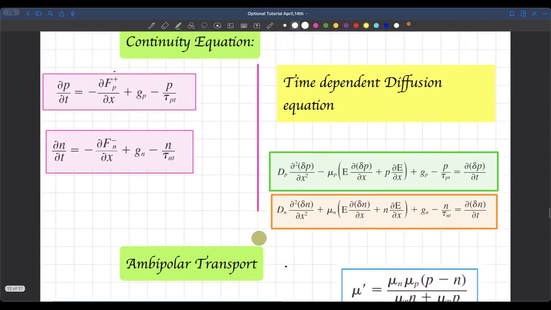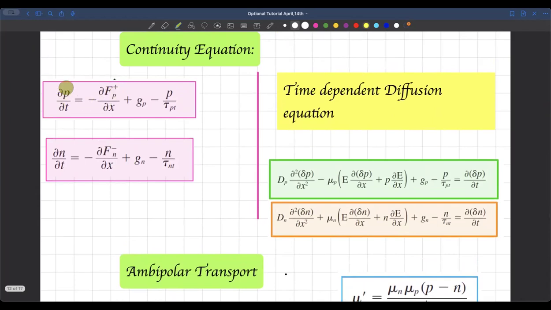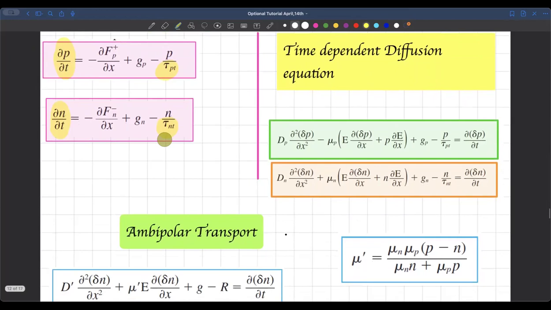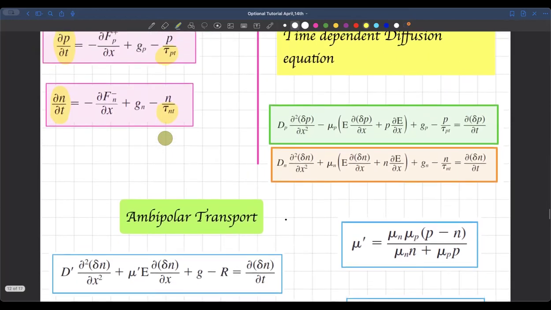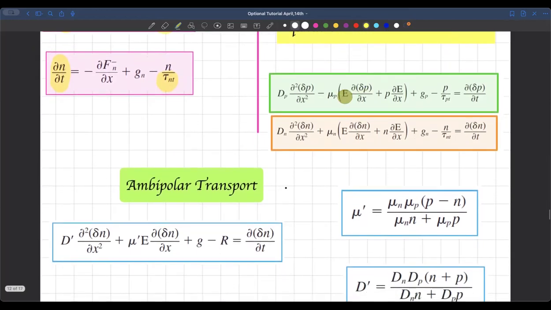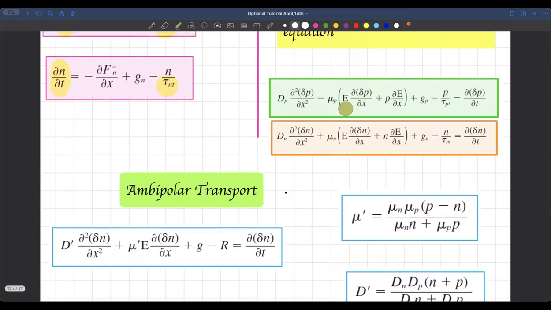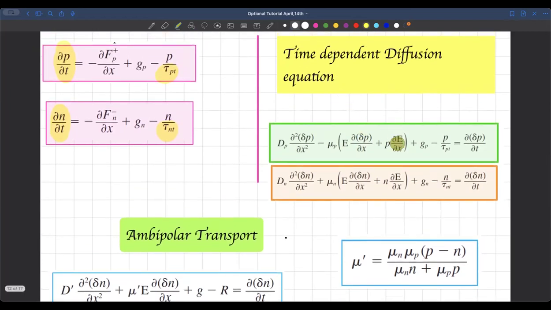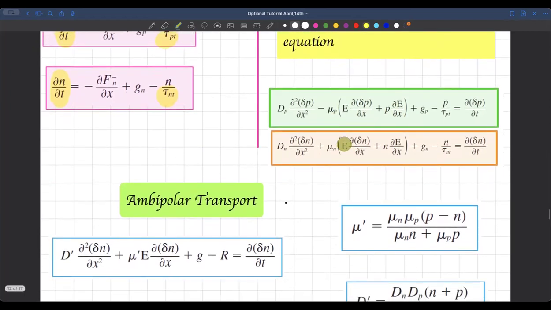We have already talked about it in the tutorial. What is that flux? How it is changing with time is the time dependence, and the generation rate for the holes, for the electrons, and this is going to be the lifetime, the mean lifetime. And then the diffusion equation is the time dependence of the diffusion equations. Now you can see that it will be there.